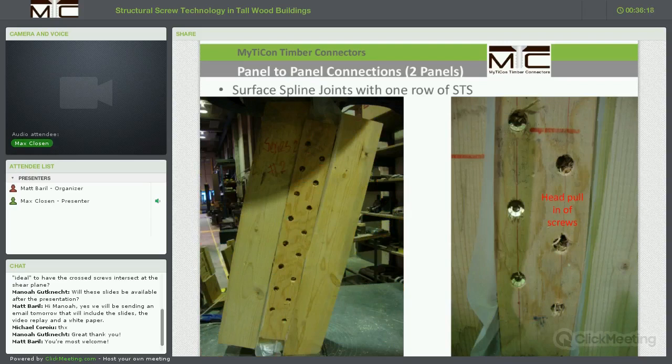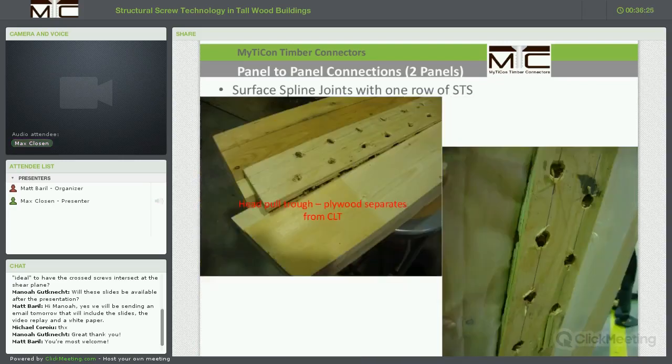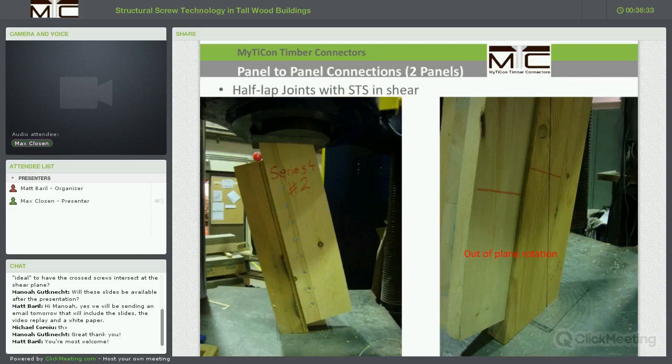Failure modes we see in these systems are basically head pull-in of the screws into the plywood, up to a state where the plywood entirely separated or almost entirely separated from the CLTs, indicating ultimate failure of the connection. For the half-lap joints, we see some out-of-plane rotation, fastener yielding, some head pull-in, and a large displacement of the connection under load before failure was really determined.